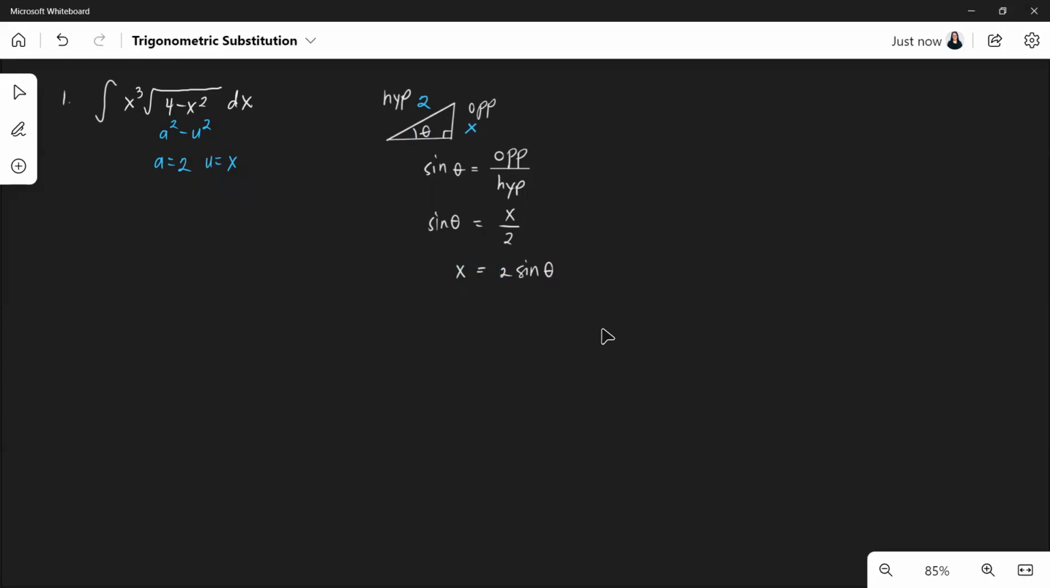So after solving for x, solve for dx because you'll be needing that for the integrand. So dx is 2 times cosine of theta d theta. So we can now replace dx and x cubed with these expressions, and then solve for the square root of 4 minus x squared.